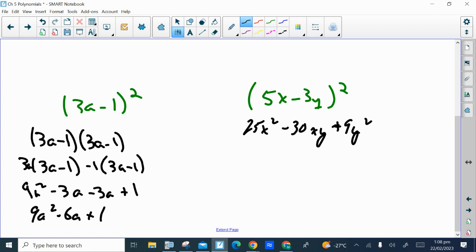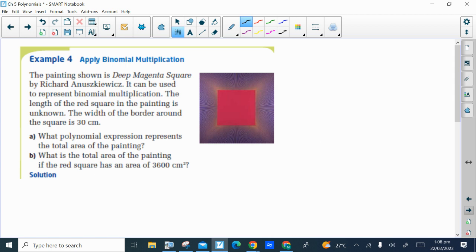Okay, good. Either way, right? You can square it by writing times by itself, or you can use a shortcut, whatever way works for you. All right, let's look at example 4.